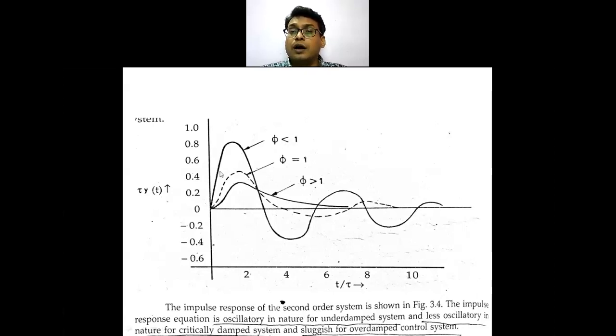But for phi less than 1, there are more oscillations, and for phi equals 1, there are fewer oscillations. That difference is there. So the impulse response is oscillatory in nature for an underdamped system, less oscillatory for a critically damped system, and sluggish for phi greater than 1. That is the behavior of the impulse response.